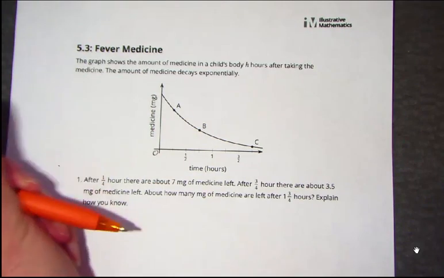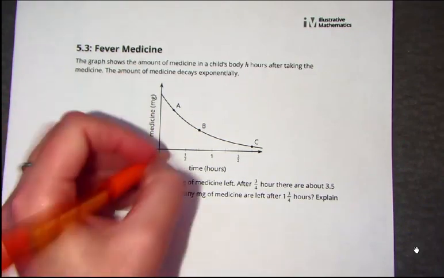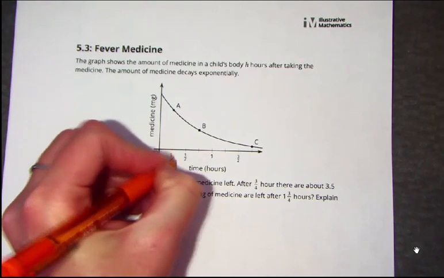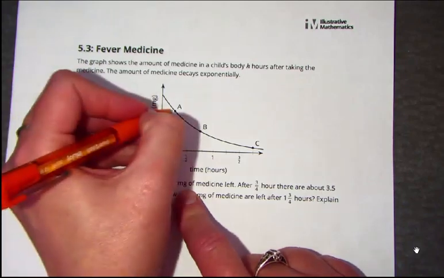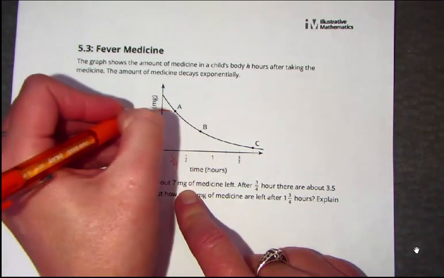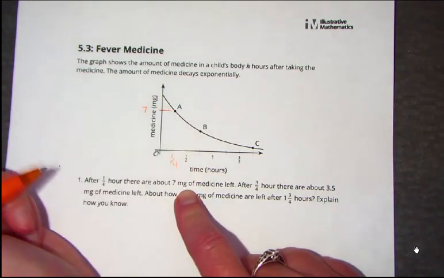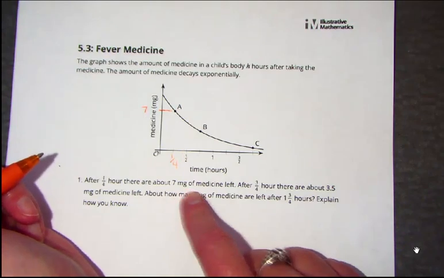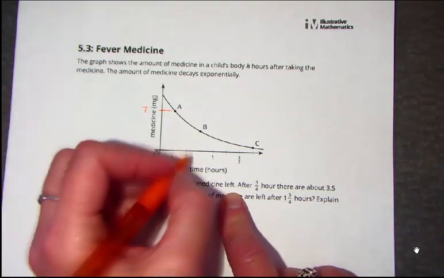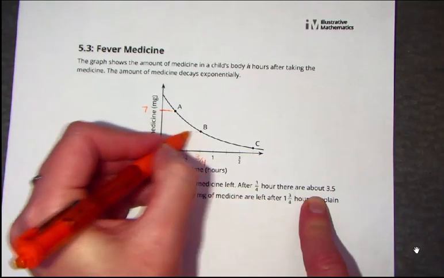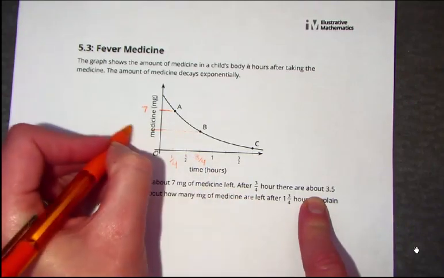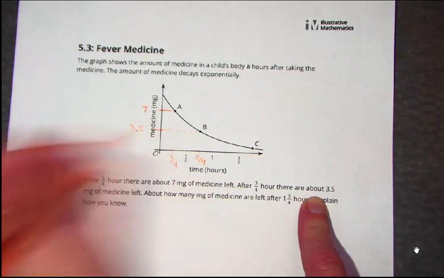After a quarter hour, so right here, there are about 7 milligrams of medicine left. So this point right here is telling me now a scale for my vertical. 7 milligrams are left. After 3/4 of an hour, there are about 3.5 milligrams left.